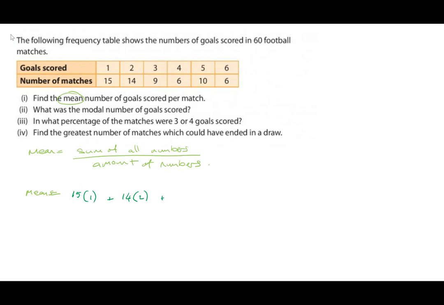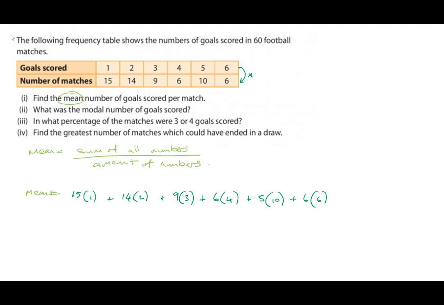I know that I have 9 matches in which 3 goals were scored. I have 6 matches in which 4 goals were scored. 10 matches in which 5 goals were scored. And 6 matches in which 6 goals were scored. Okay, so for a frequency table, you're multiplying the top by the bottom.